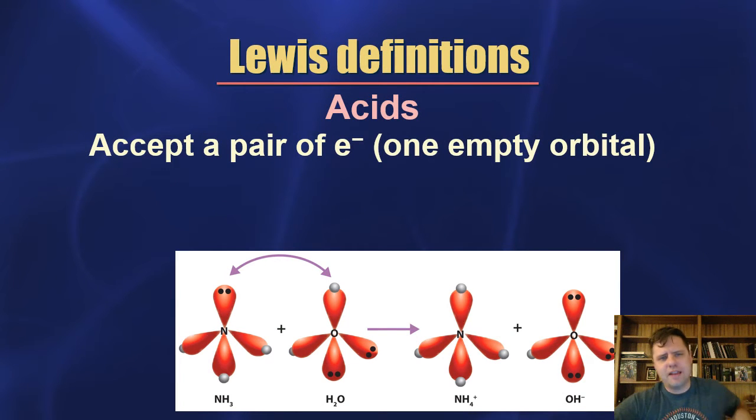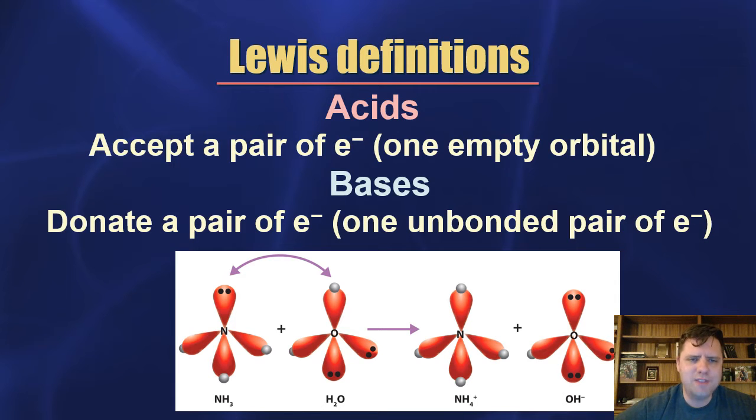Now, Lewis defined acids and bases differently. He said that acids are those things which accept a pair of electrons, or one empty orbital, whereas bases donate a pair of electrons. So instead of looking at it from the positive side of things, he looked at it from the negative side, looking towards the electrons. An example is given to you here down at the bottom of this slide.